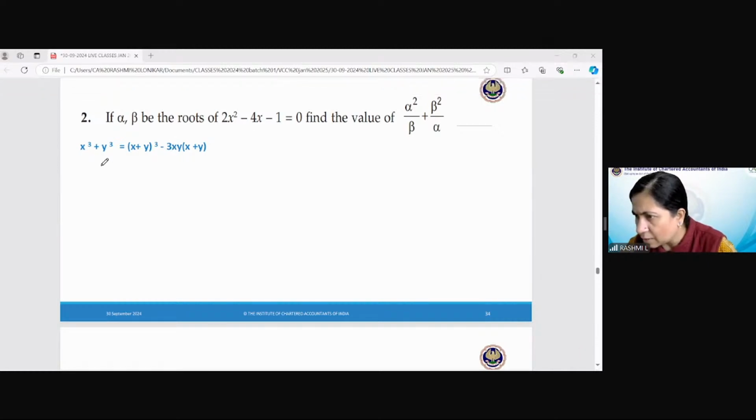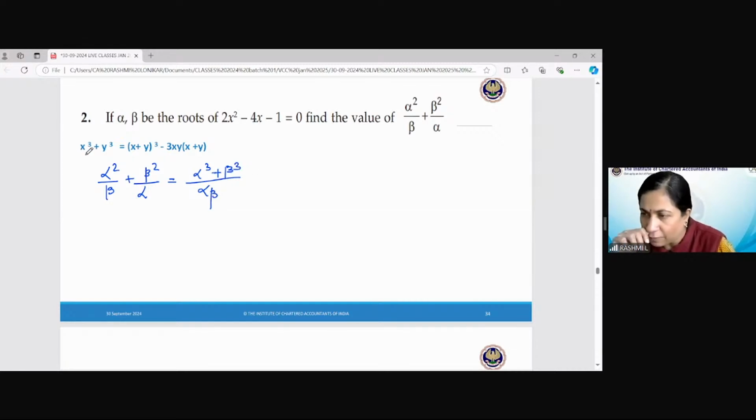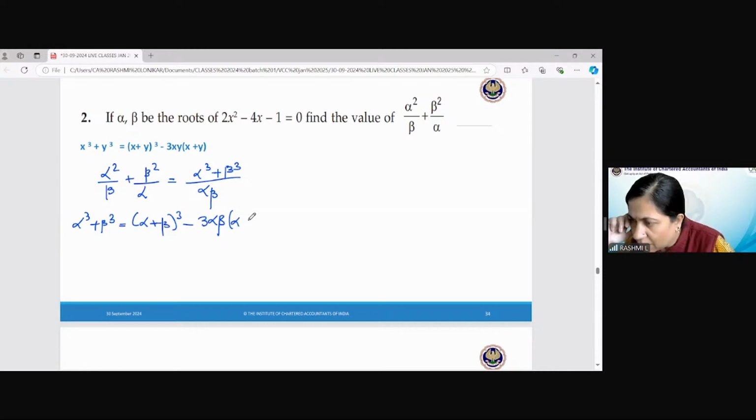Now let us see. Again, alpha square upon beta plus beta square upon alpha. I take the LCM, alpha beta. So this will be alpha cube plus beta cube upon alpha beta. Alpha cube plus beta cube can be written as (alpha plus beta) whole cube minus 3 alpha beta (alpha plus beta).